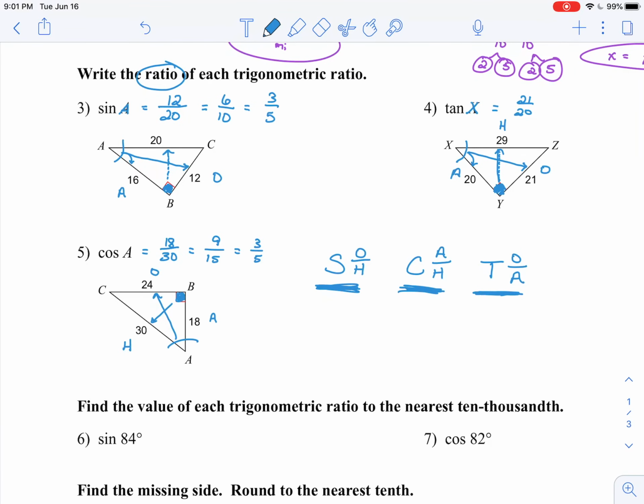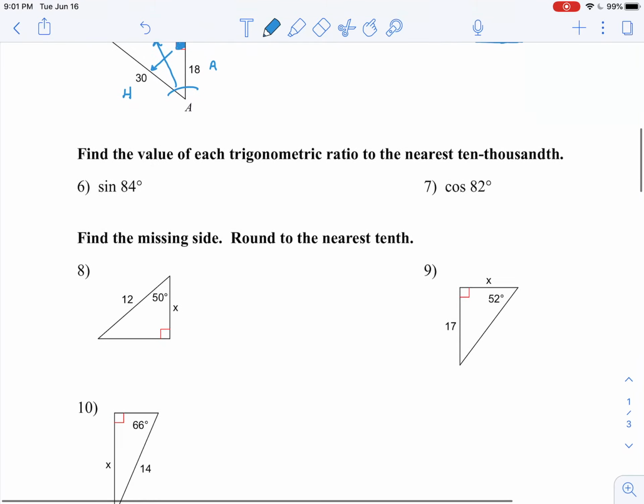So sometimes it's just asking for the ratio. You're not actually finding a side or an angle, but it can still be using sine, cosine, and tangent.